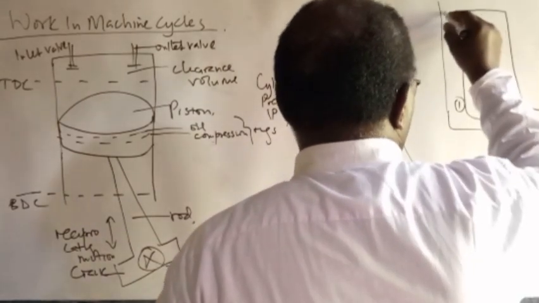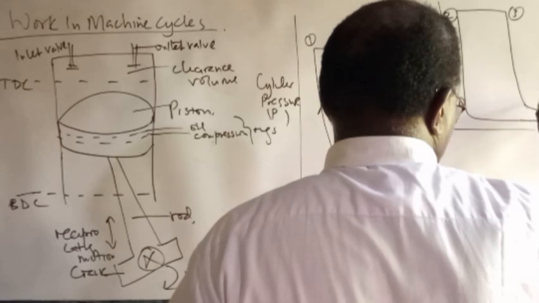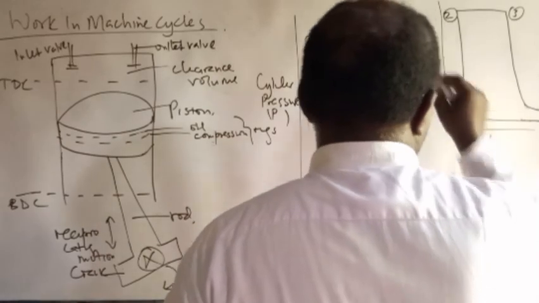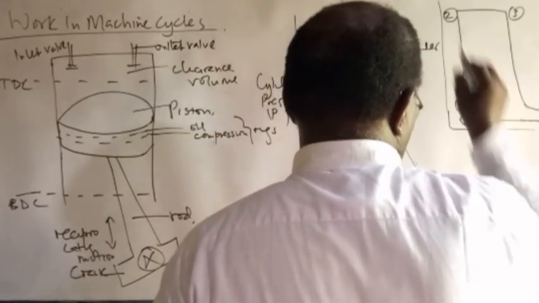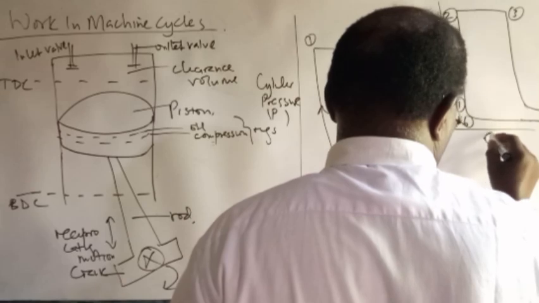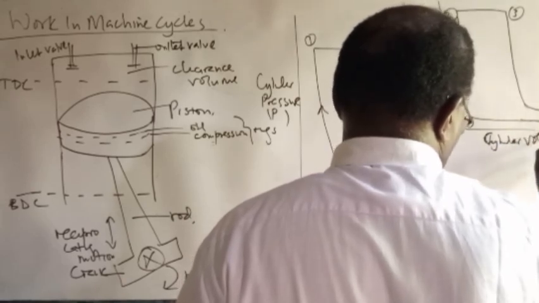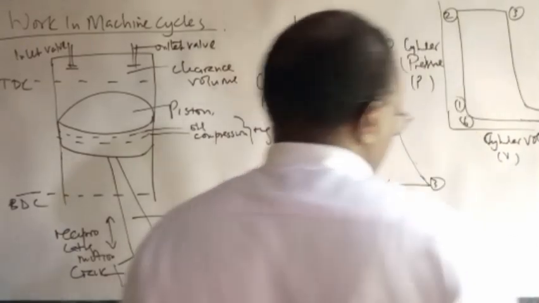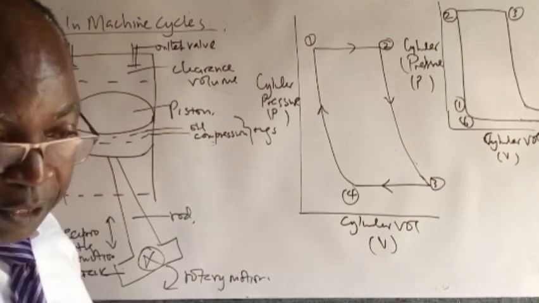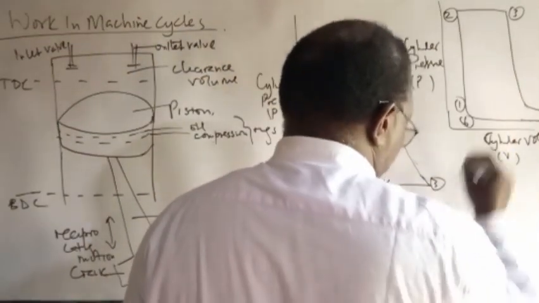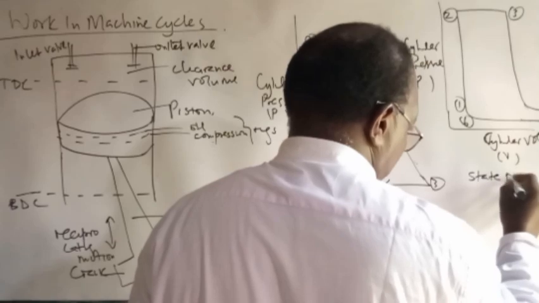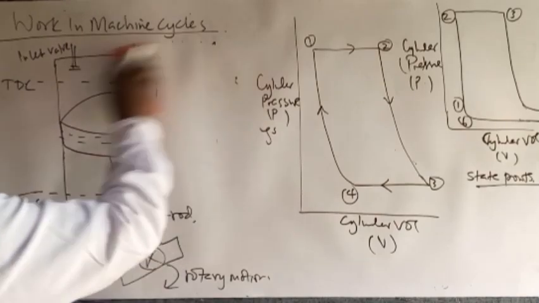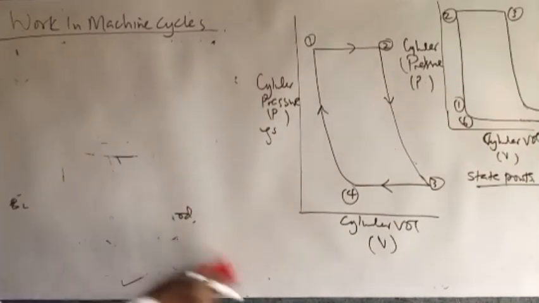So that was 1, 2, 3, 4, 5, 6. That is volume, pressure. Cylinder volume. Cylinder pressure, cylinder volume. And for these state points, I want you to always remember. Let's remove this now so that you get some working space.